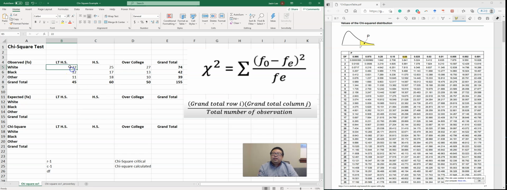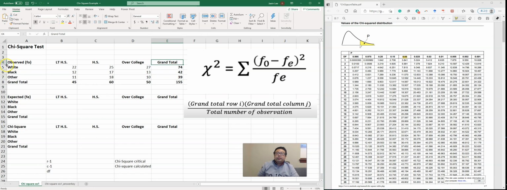So we have the intersection between less than high school and white. We know that there are 22 people; high school and white, 25; and over college, 27. So for white, we have 74 cases in our sample. For African American, there are 3 levels of education and 42 cases in our sample. In other races, we know that 11, 18, 10, so there are 39.